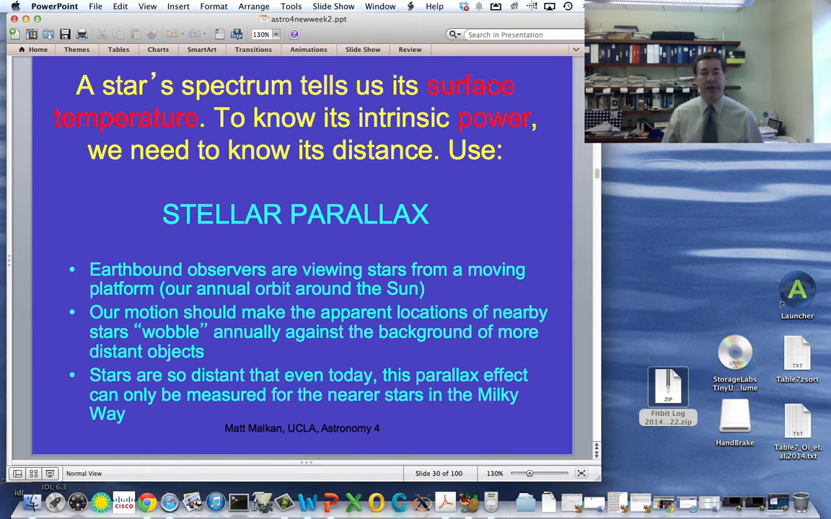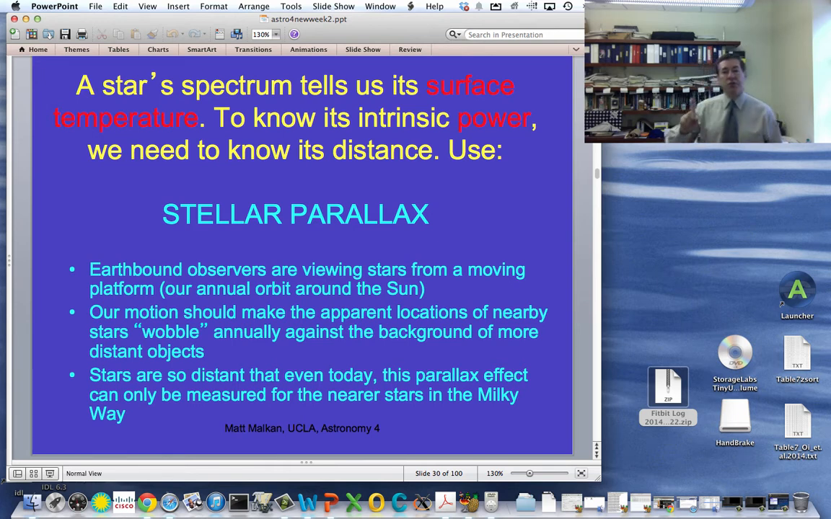I know that they look very faint, the brightness is very small, but we have to multiply that by 4 pi distance squared, and we have to figure out how huge the distance is. And here's where this concept of stellar parallax comes in, which is exactly what Galileo and Tycho Brahe and these other early astronomers were desperately trying to measure.